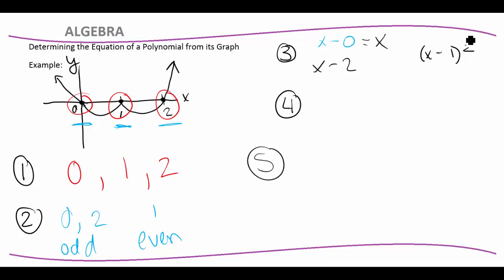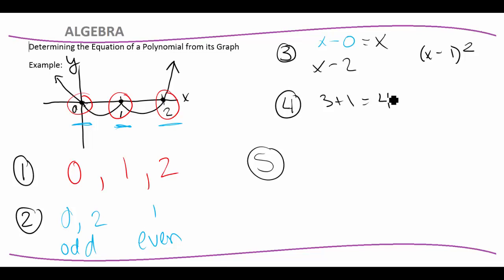And then the fourth step, we're going to look at the degree of the polynomial. If a graph has m turning points, then the least degree the function could have is m plus 1. So we have 3 turning points in our graph. So the degree of the function must be at least 3 plus 1, which is 4.